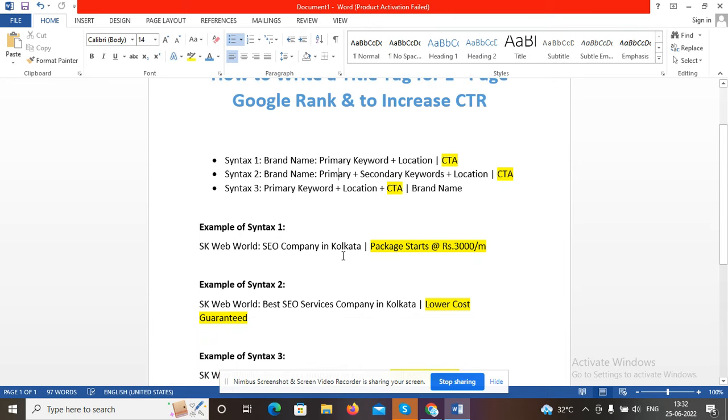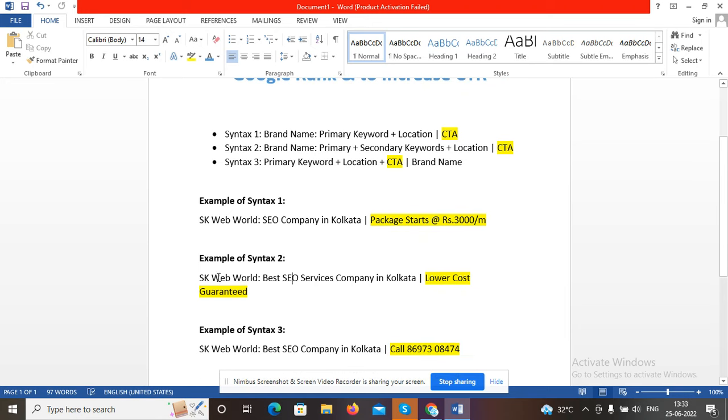And for your better understanding, here I've given you some examples of syntax one. You can see brand name equals SKW World. You will replace your brand name over here, followed by primary keywords. If the primary keyword is SEO company, then that's the primary keyword. And location: we are here in Kolkata, so we have put only Kolkata. Then call to action: package starts at 3000 per month only. This is the attractive part of SKW World's SEO service, and that's why we have put all these things over here. Like this way, the other two things.